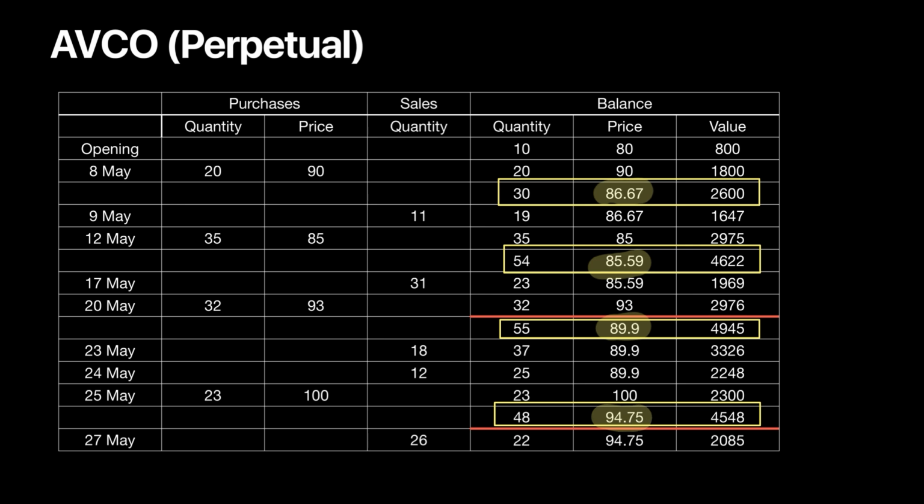So the final sale that you will make is on 26th. So from this 48, just subtract 26. You'll be left with 22 units at 94.75. And this becomes your closing inventory under the AVCO method.